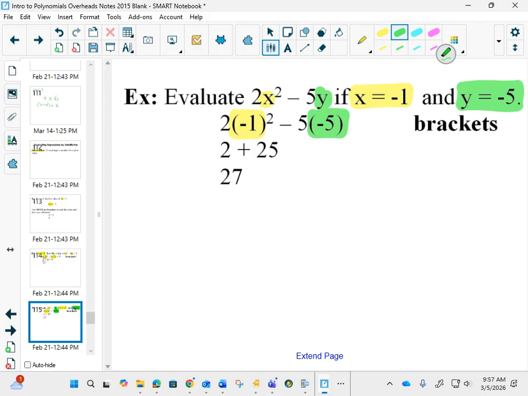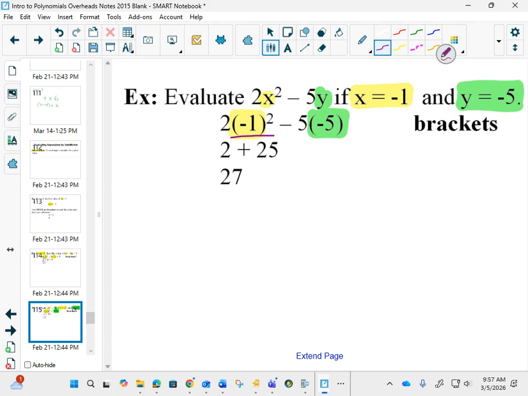Order of operations. Well, inside our brackets, they're just holding numbers. Do I have any exponents? Yes. Okay, I'm going to underline that in purple. That's an exponent. What happens when you do that?